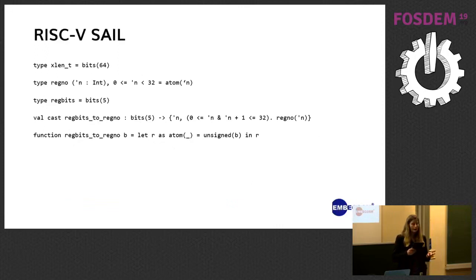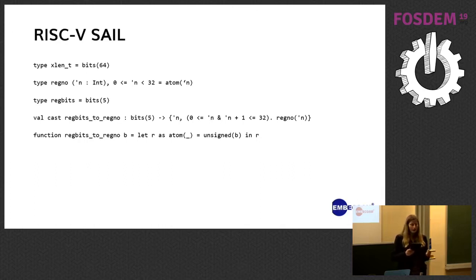To introduce the features in more detail, I will now go through a simple RV64I example. The RV64I in SAIL is handwritten. We will start with some basic type synonyms. We create a type x_t for bit vectors of length 64.